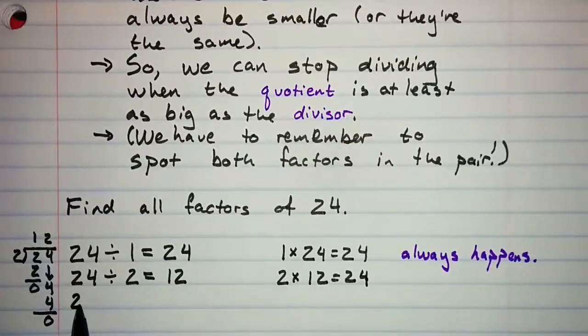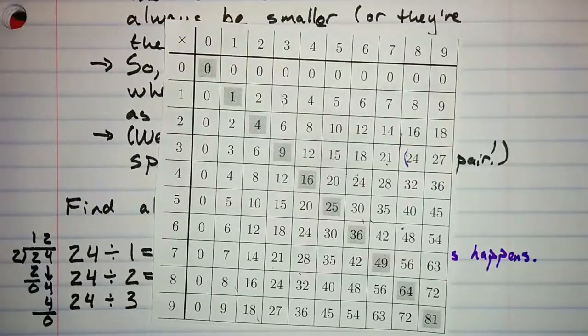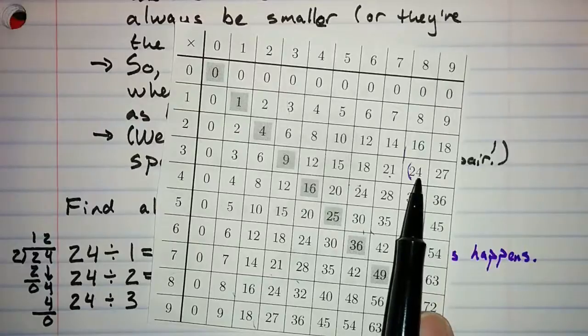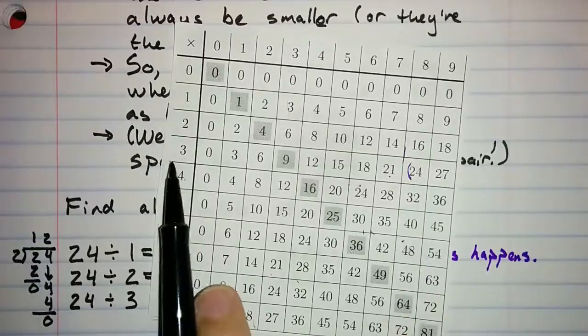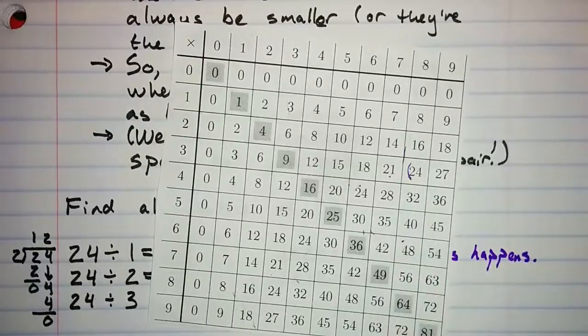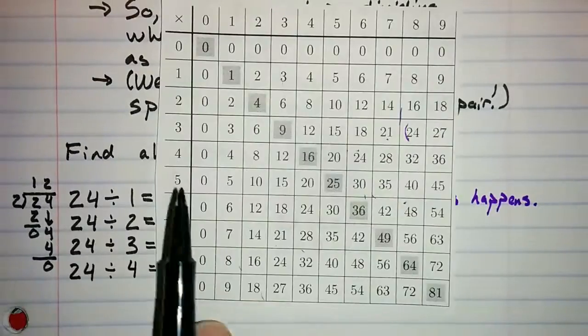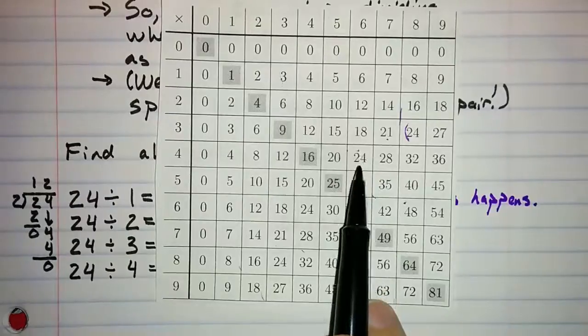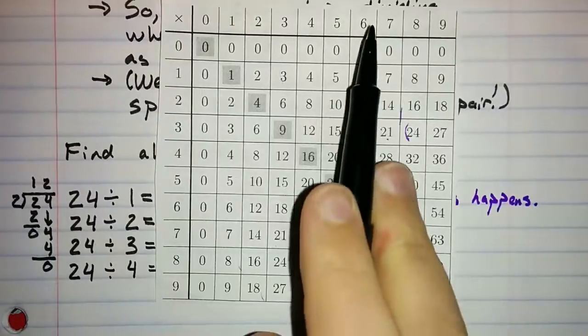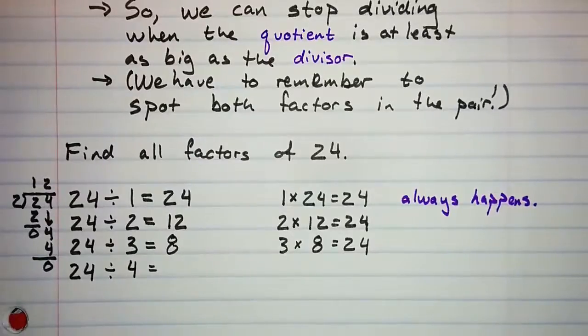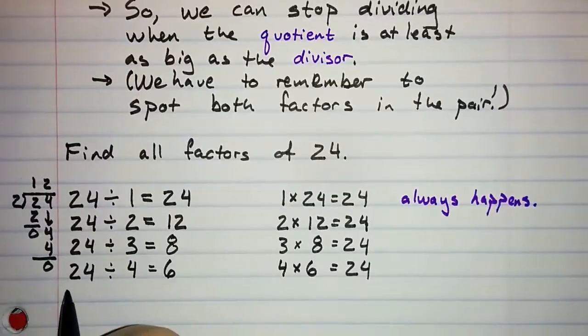Let's try 3. Well, looking at our multiplication table again, 24 is in the 3 row of our multiplication table. In fact, 24 is 3 times 8. All right, what about 4? Well, hey look, 24 is also in the 4 row of our multiplication table. It's 4 times 6.